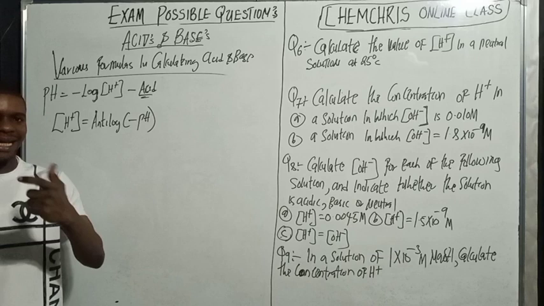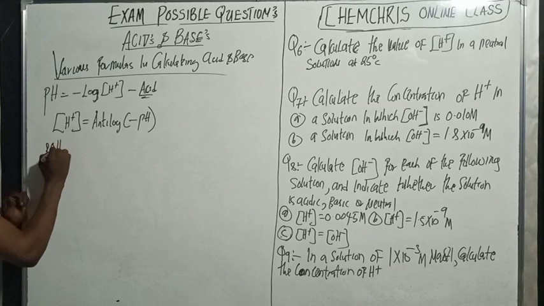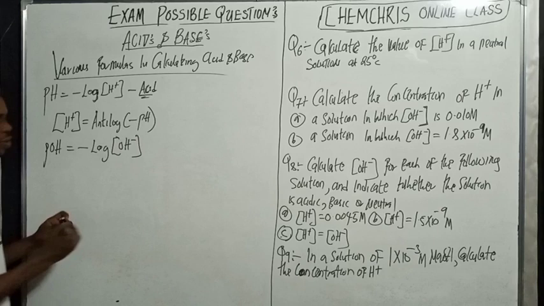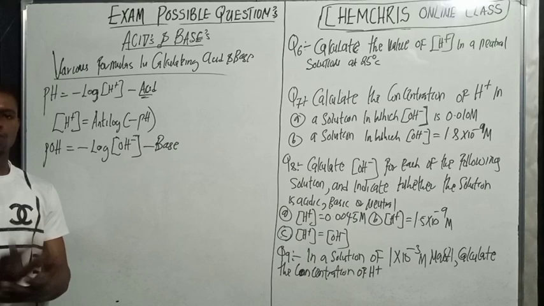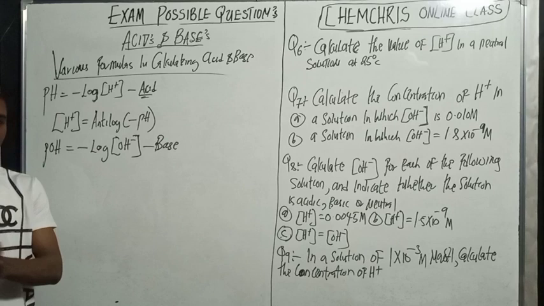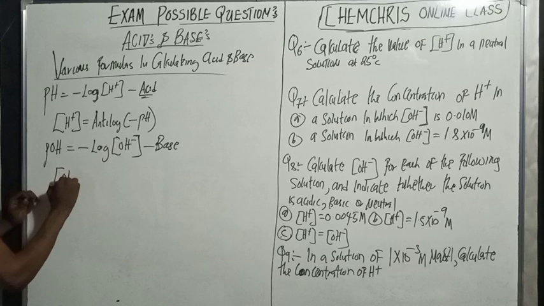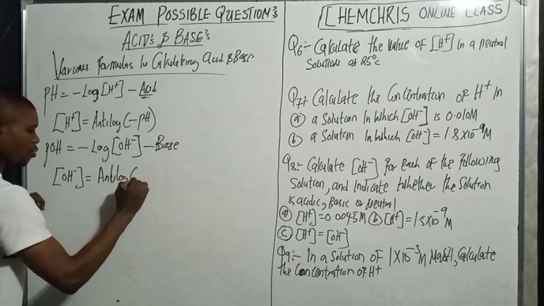Do you understand? We also have pOH equals minus log of the concentration of OH minus. That is when you talk about a base. When the concentration of the base is given to you and you have to calculate the pH of that base, do you understand? From here, you can say OH minus equals the antilog of minus pOH.